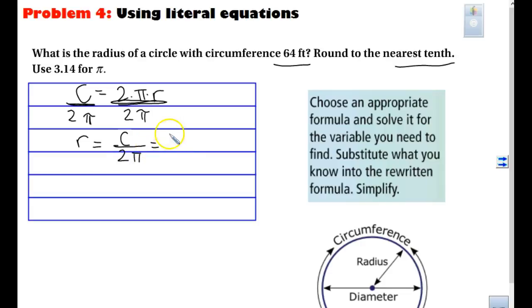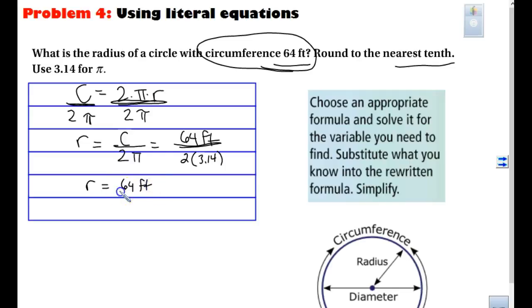So I now put what was my circumference? 64 feet, right? I get 64 because it told me in the problem 64 was my circumference. 2 times 3.14. So I am going to actually have the radius is equal to 64 feet divided by 6.28. Put it in your calculator, please. And round it to the nearest tenth and don't blurt it out.